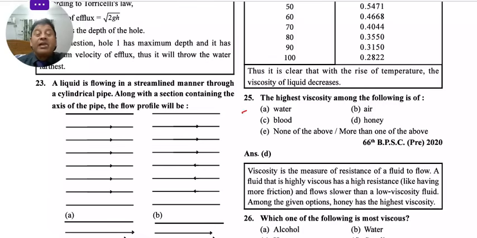Then come to this one. The highest viscosity among the following is of: water, air, blood, honey. The right response is D. Remember.